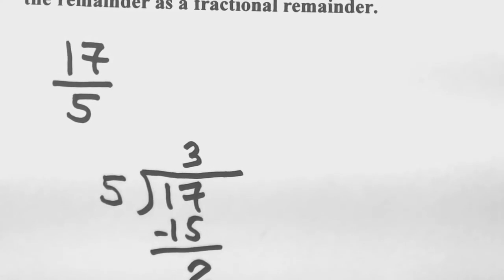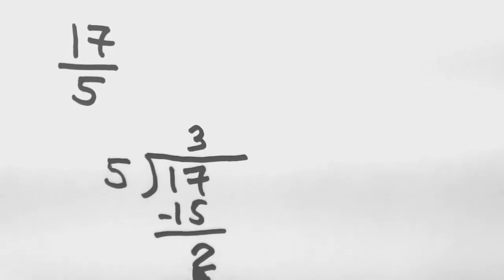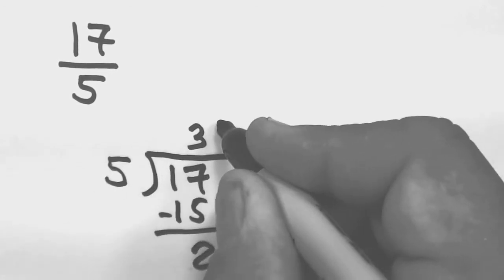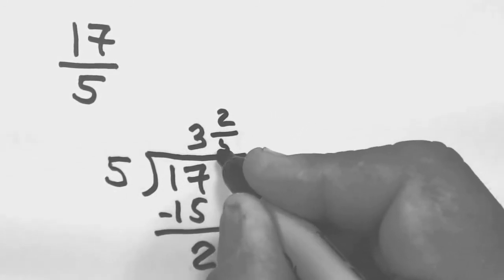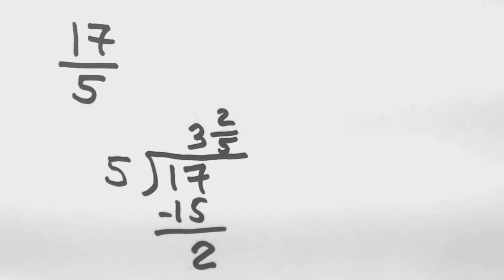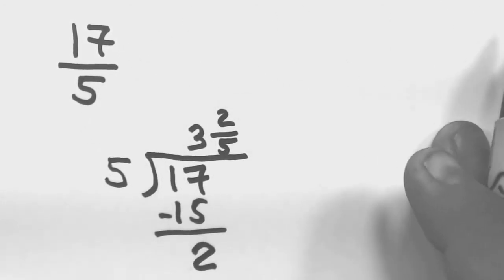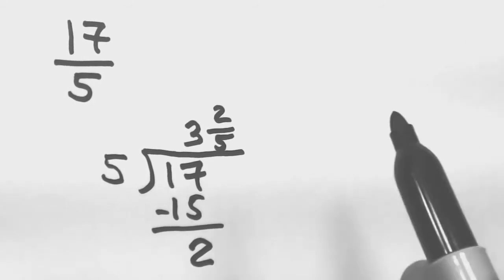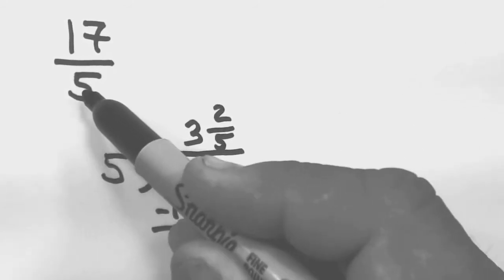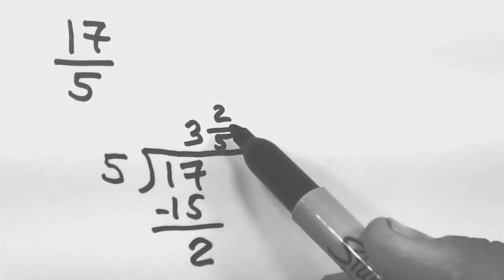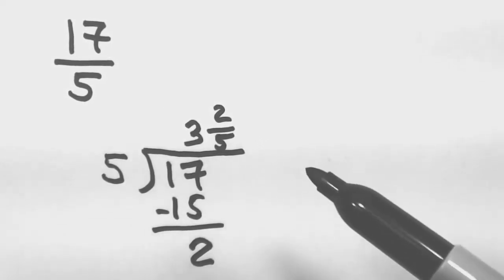But now what you do is don't leave that 2 as a remainder. Write it as a fractional remainder. You may remember doing this in the past. 2/5. 2 over 5. Well, there it is. We've converted the improper fraction, 17/5, into a mixed number by dividing the 5 into the 17, but writing the remainder as a fractional remainder.